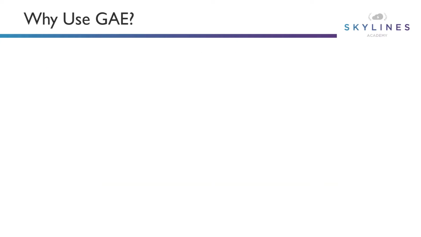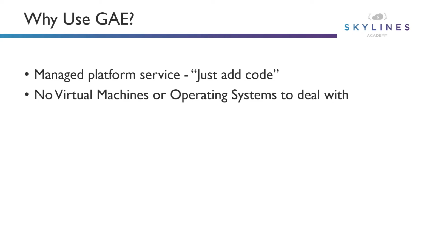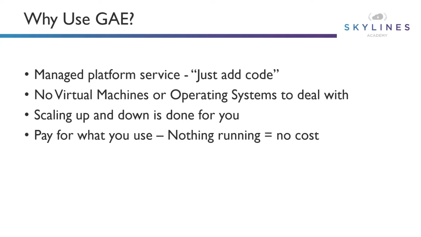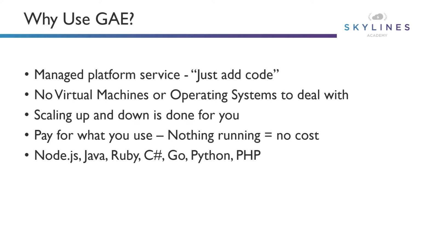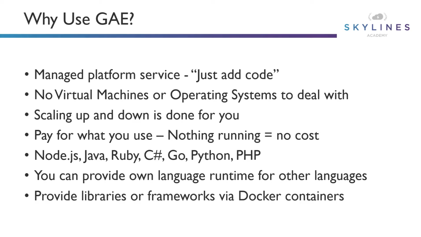So why would you use GAE? As I said before, it's a managed platform service. You just add the code. There are no virtual machines or operating systems to deal with. Google deals with all the scaling up and down for you. You pay for just what you use. If you're not running anything at this point in time, they don't charge you for anything. You have the usual selection of languages you can write in, and you can provide your own language runtime for other languages. You can provide all libraries and frameworks that you want to use via Docker containers, and it's pretty portable. If you've already got your stuff in Docker containers or as code, then you can move it to another hosting environment if you choose.